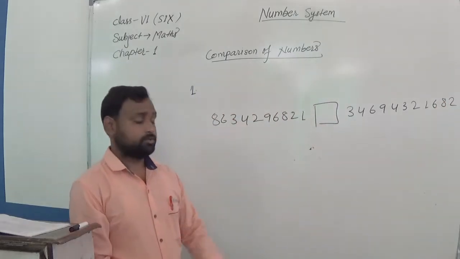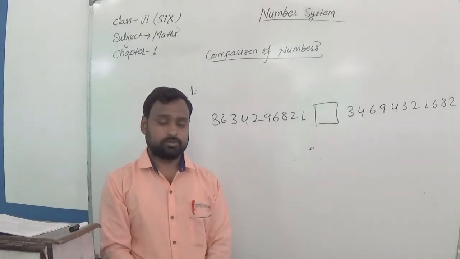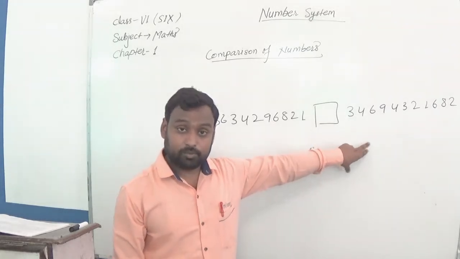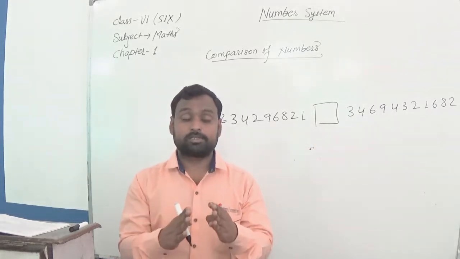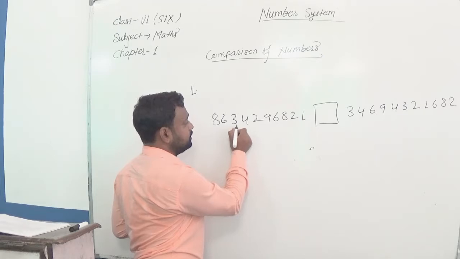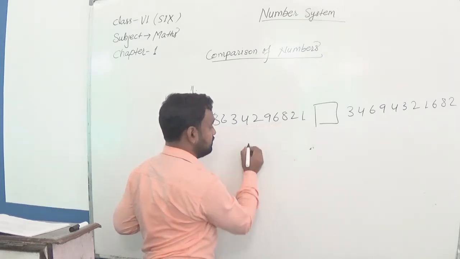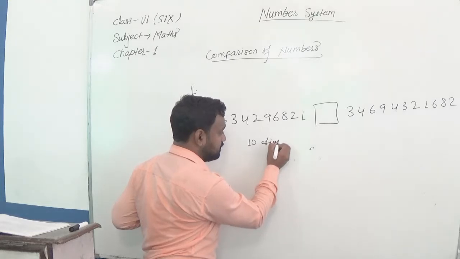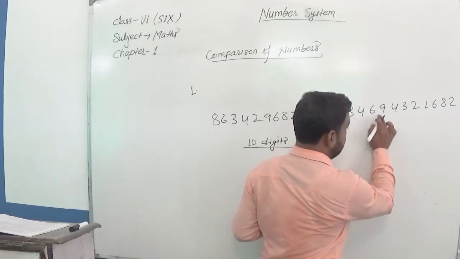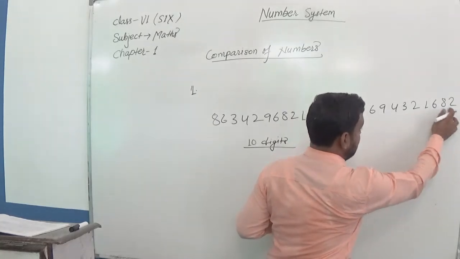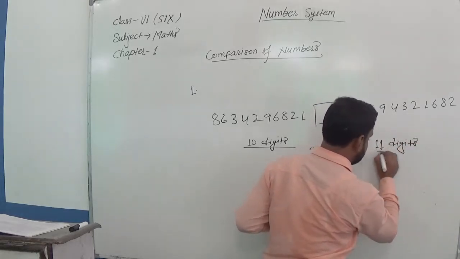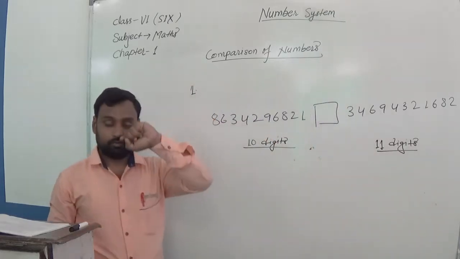First of all, we have to compare these two numbers. Then what I told, we have to just go through the number of digits. Let us count. 1, 2, 3, 4, 5, 6, 7, 8, 9, 10. Here it is 10 digits. And for the other number, 1, 2, 3, 4, 5, 6, 7, 8, 9, 10, 11. Here it is 11 digits.